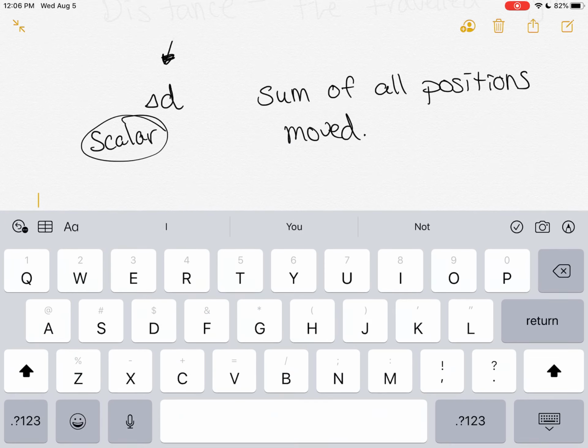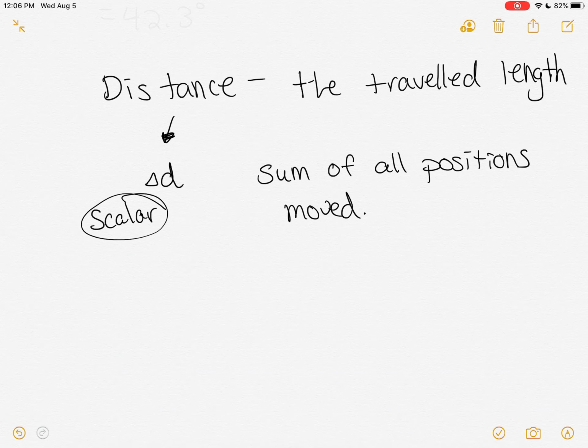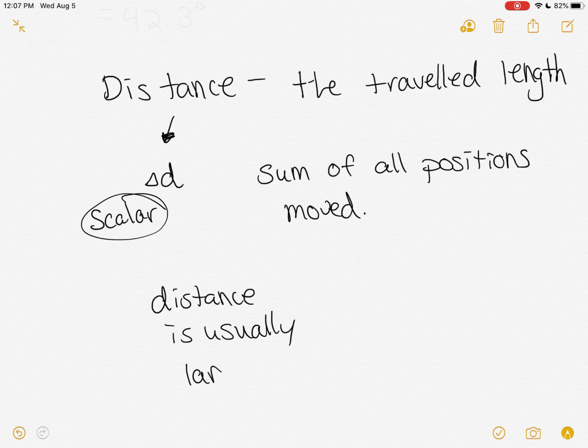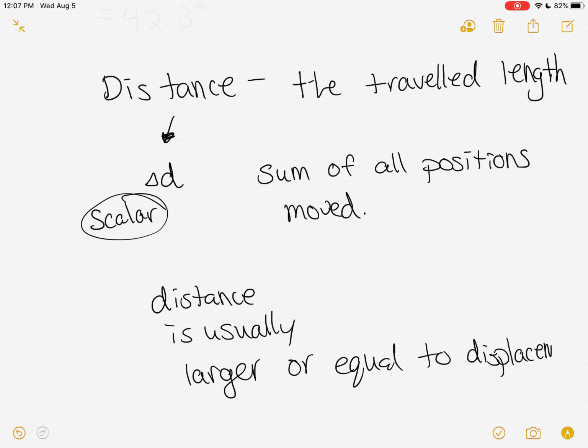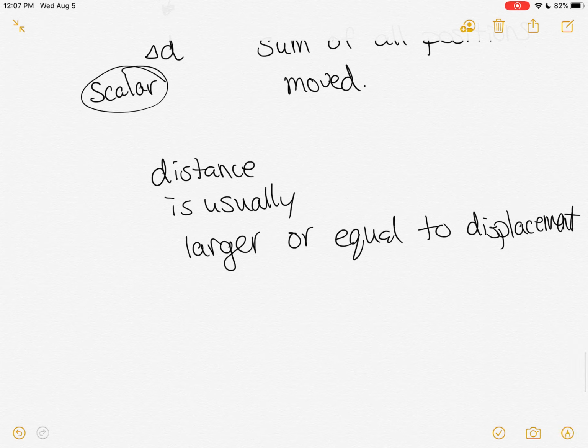One big thing is that while distance and displacement could be equal to each other, distance is usually larger, or equal to displacement. One big important thing though is that distance has no direction. Displacement does have direction. Distance can be larger than displacement, or they could be equal. Displacement can never be larger than the distance traveled. So if they're equal, that's fine, or distance could be larger. Displacement can never be larger than the distance traveled.